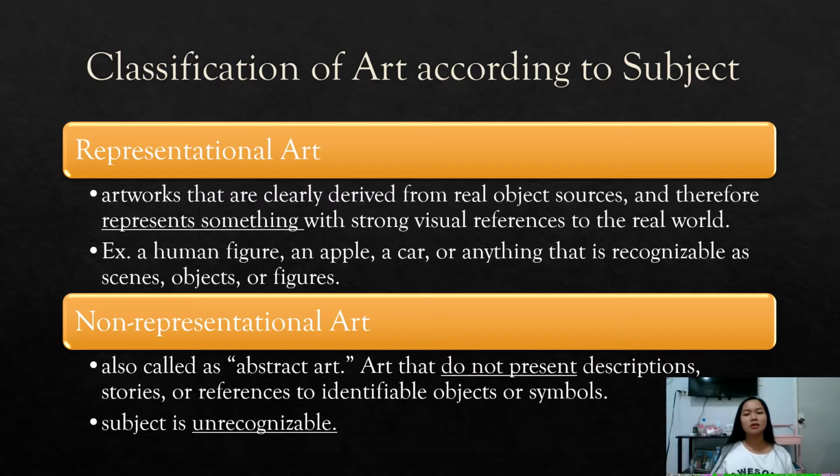So another classification of art according to the subject is non-representational art. So when we say non-representational, kabaliktaran lang ni siya sa representational, it does not represent something that is easily recognizable. So this is what we also call an abstract art. So as I said earlier, we have an abstract art that does not represent descriptions, stories, or references to identifiable objects or symbols. The subject here in non-representational art is unrecognizable.